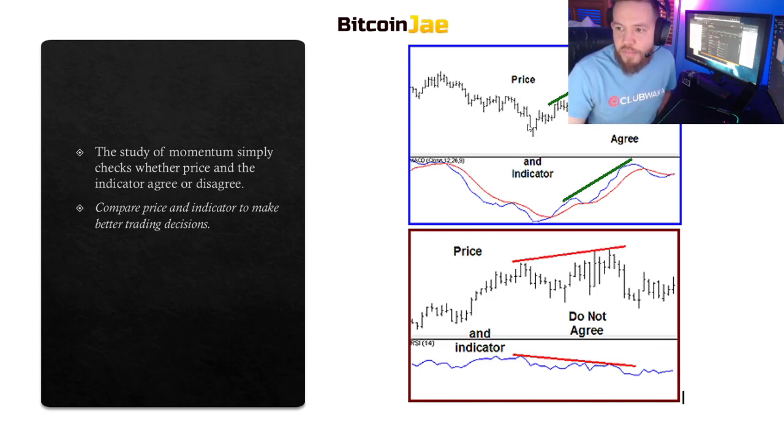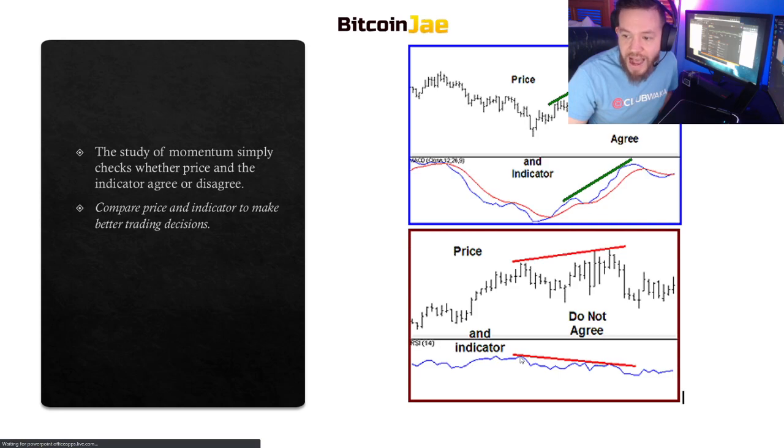This is an example of when the price action and the momentum agree. You see here, price is a lower high to higher high. Momentum is a lower high to higher high on the MACD indicator. And then this is an example when it does not agree. So price goes from a lower high to a higher high, but the indicator of momentum goes from a higher high to a lower high, right? So price does not agree here.